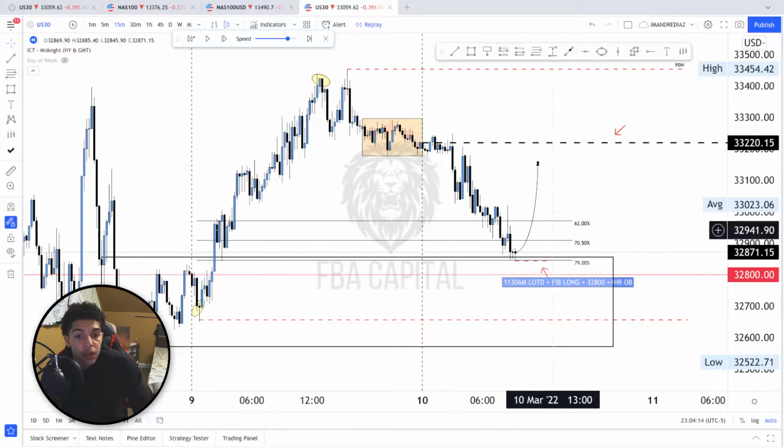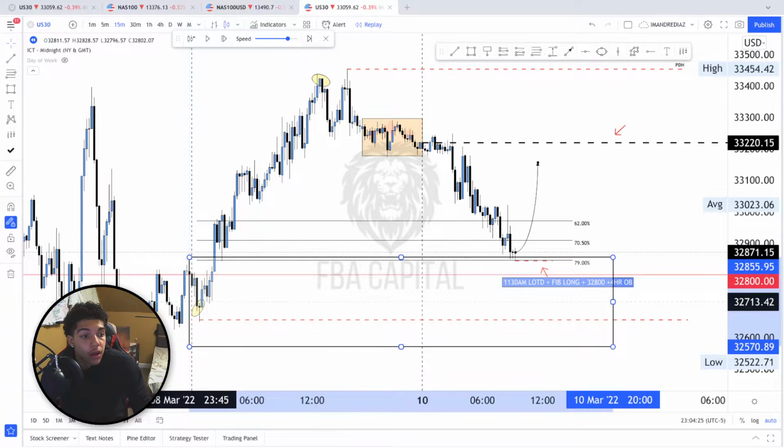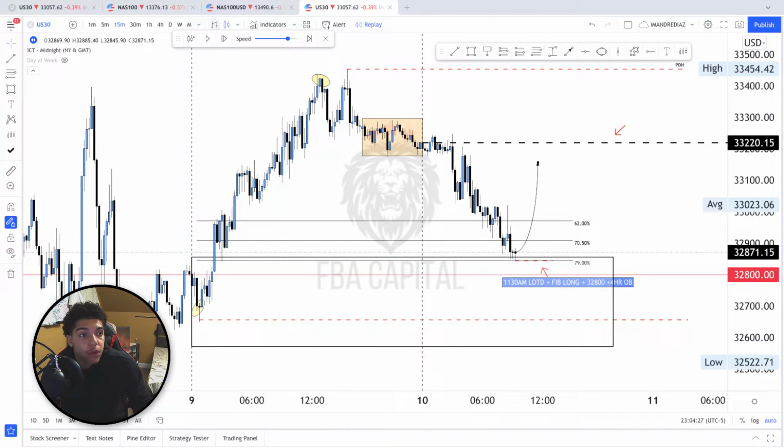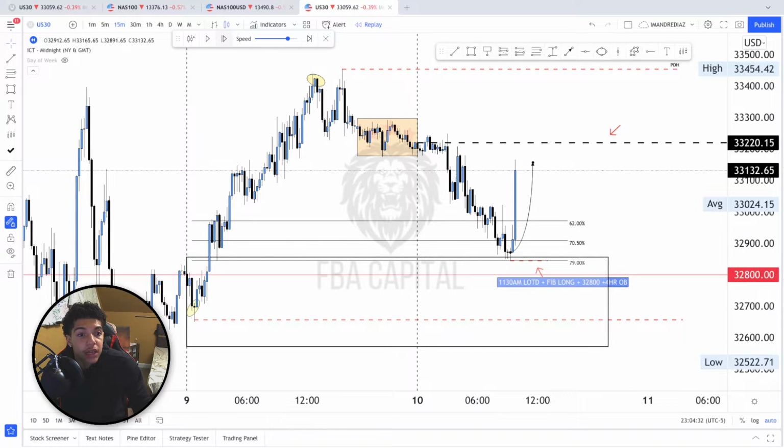Because I saw we were making the low of the day. We were holding this 32,900 level, and we were also tapping into this order block and holding this fib long. And I knew that yesterday was also a previously bullish day, so that's what gave me the overall confidence to want to take this long. And then from here, you see 9:30 hit, 9:45, and then we got that big expansion.